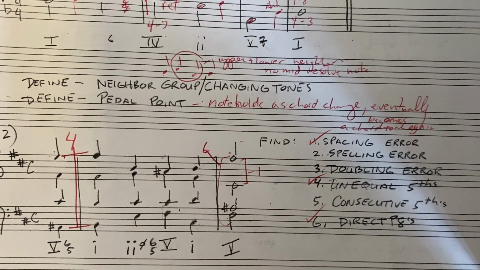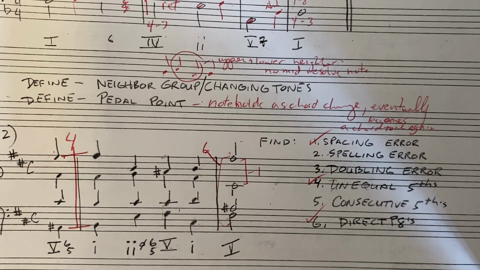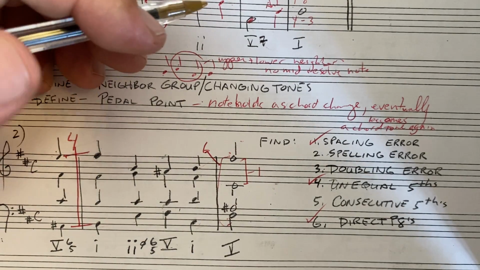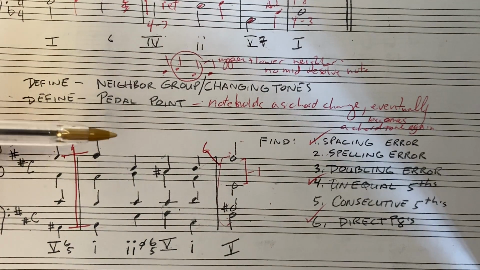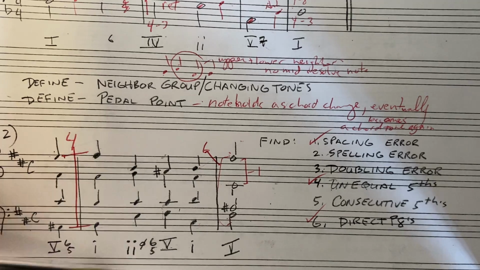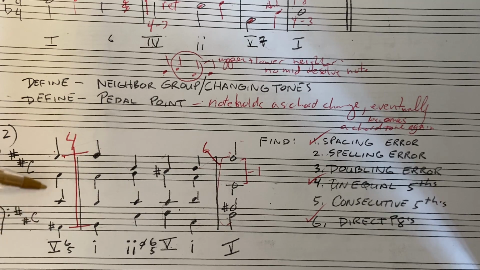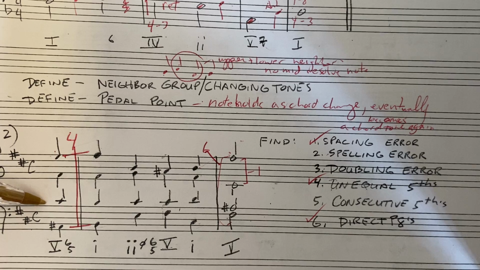Now you can just sort of pick and choose. You could do spelling error, you could do doubling error, you can do consecutive fifths. You may have spelled all the chords and checked them out. I'm just going to go along as we see right here. So first off, as I get to each chord, I'm just going to spell them. This should be an F sharp, A sharp, C sharp, and E. F sharp, A sharp, C sharp, and E. They're all there. Okay, so that's not a problem.